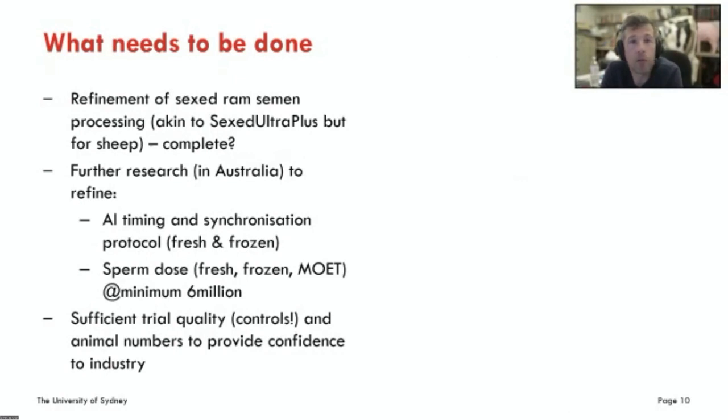There needs to be further research in Australia to refine that AI timing and synchronization of fresh and frozen sex sperm, and probably a bit more work around sperm dose.